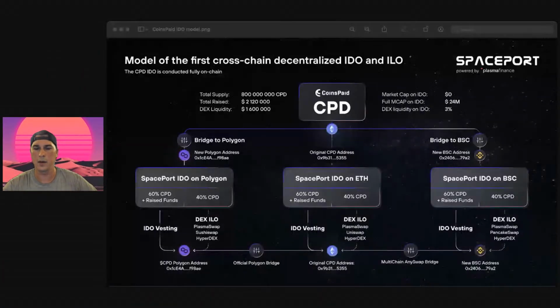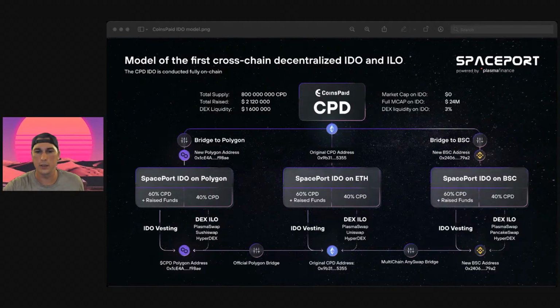So we posted some kind of chart of how it looks, but I want to now just describe how it works. This is a pretty unique model that can be organized only on the Spaceport, because all the rest of the IDO platforms are very centralized and they have a lot of issues and hacks and some other stuff. So this kind of cross-chain decentralized IDO and ILO can be organized only on the Spaceport these days. And let's read what we see on this model.